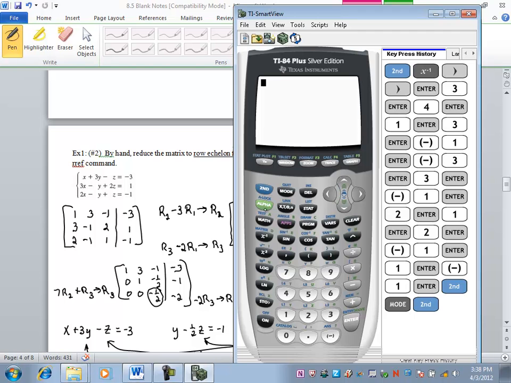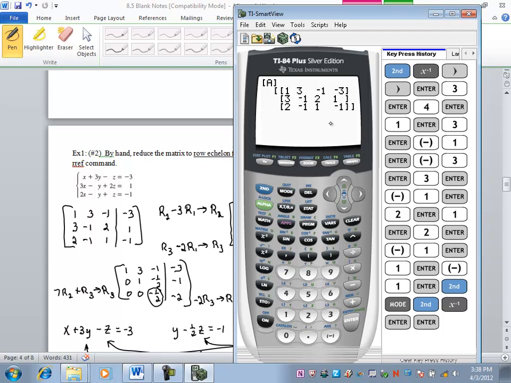If we go back to our matrix menu, second inverse, this brings up my options. If I hit enter on matrix A and then hit enter again, you can see the matrix that we've just entered. 1, 3, -1, -3 across row 1, 3, -1, 2, 1 across row 2, 2, -1, 1, -1 across row 3.